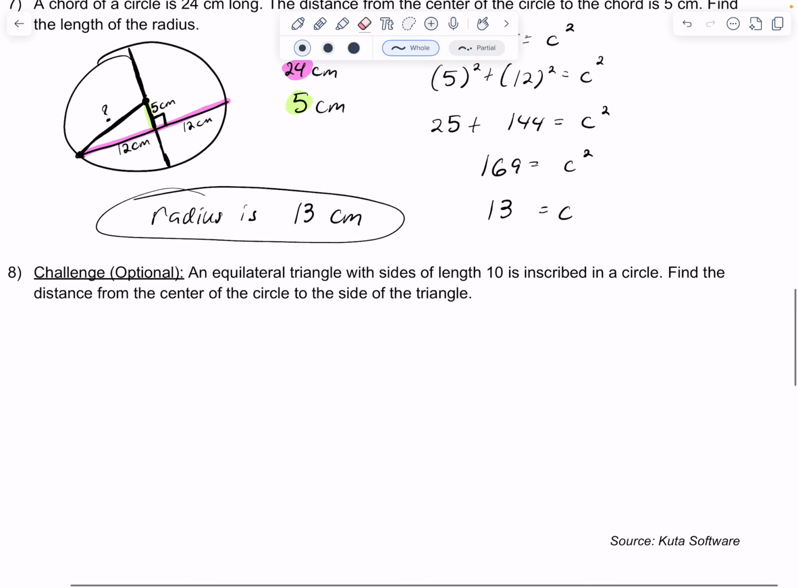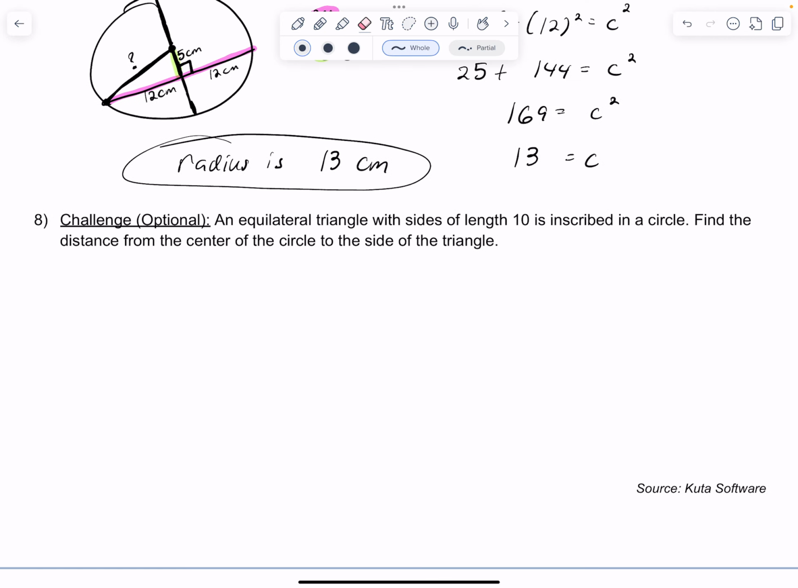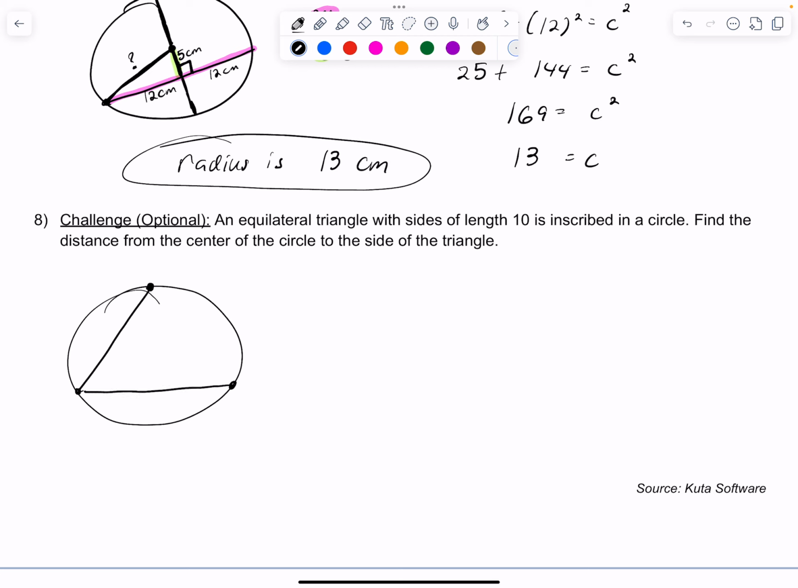Okay? All right, let's do our last one, this challenge, the optional one. It says an equilateral triangle with sides of length 10 is inscribed in a circle. So draw the circle. All right, and I'm going to draw an equilateral triangle that's in here. So I'll do my best to draw the equilateral triangle. It says every single side of this, since it is equilateral, is going to be 10. So each of these is 10 centimeters. Okay. And then it says that we have find the distance from the center of the circle to the side of the triangle. So I'll just draw it down here to the side.